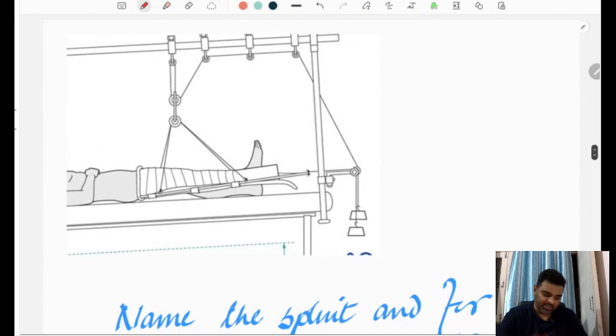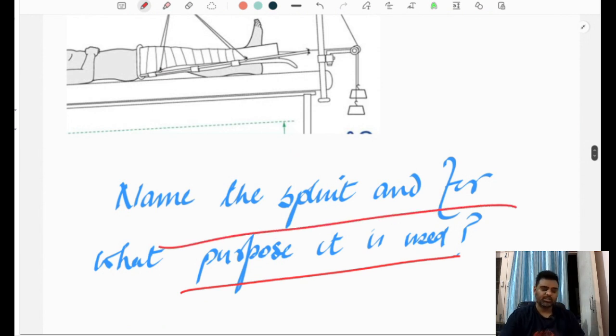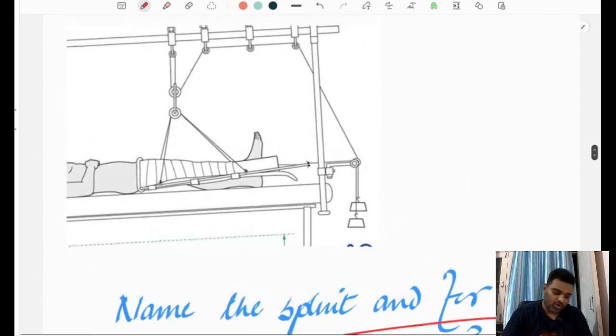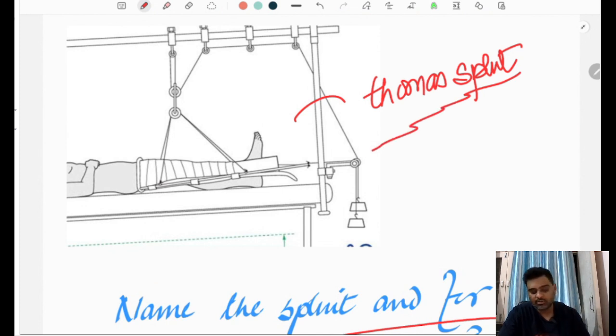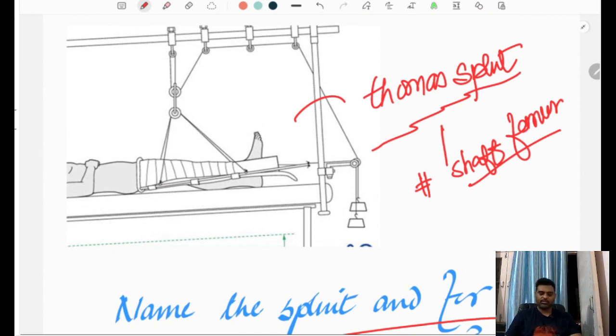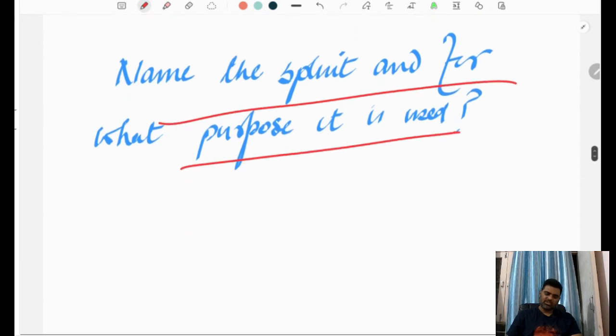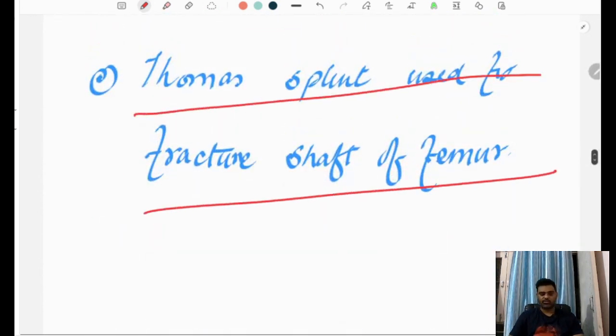Now, what is the name of the splint and for what purpose is it used? This is the Thomas splint, and it is used for fracture of the shaft of femur. Now they will not ask that question, but remember: Thomas splint used for fracture shaft of femur.